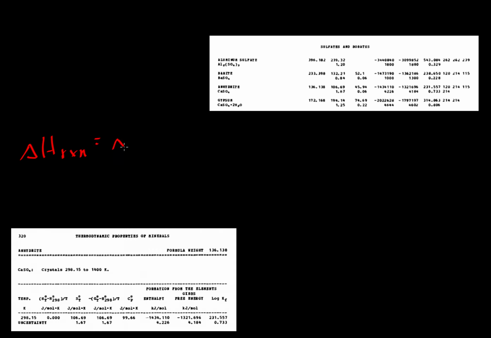The heat of reaction will be the heat of formation for gypsum minus the heat of formation for anhydrite minus 2 times the heat of formation of water. And from these tables, notice that this is in joules per mole, so we need to divide this by 1,000 if we want to compare it to this, or multiply that one by 1,000. We'll do everything in kilojoules.